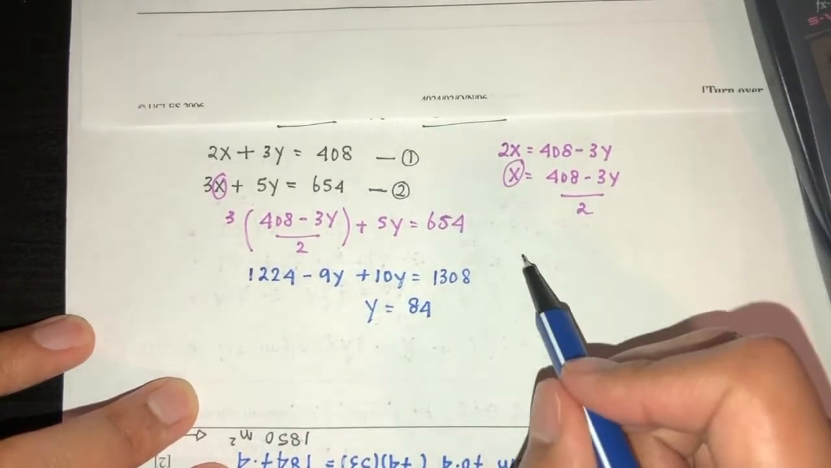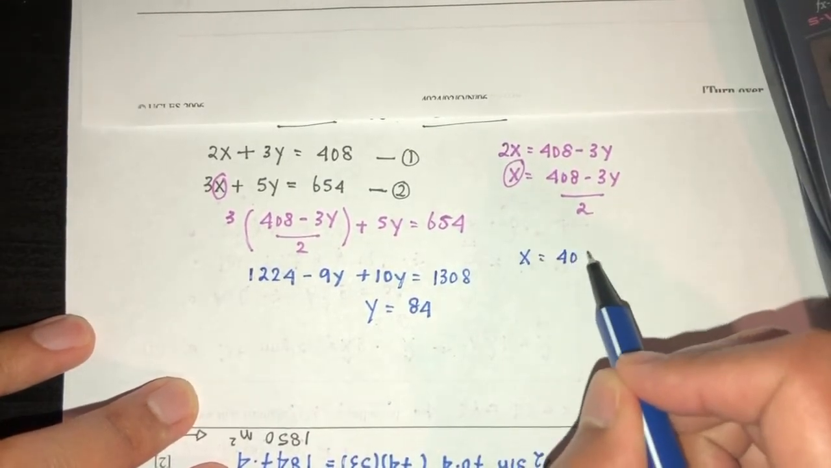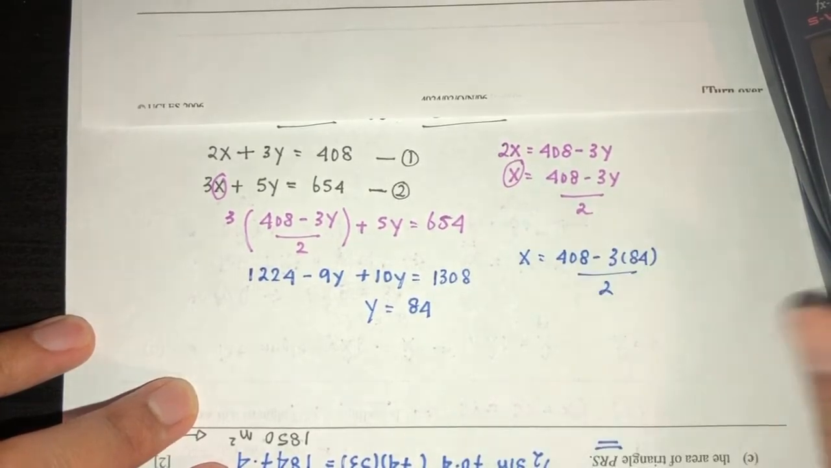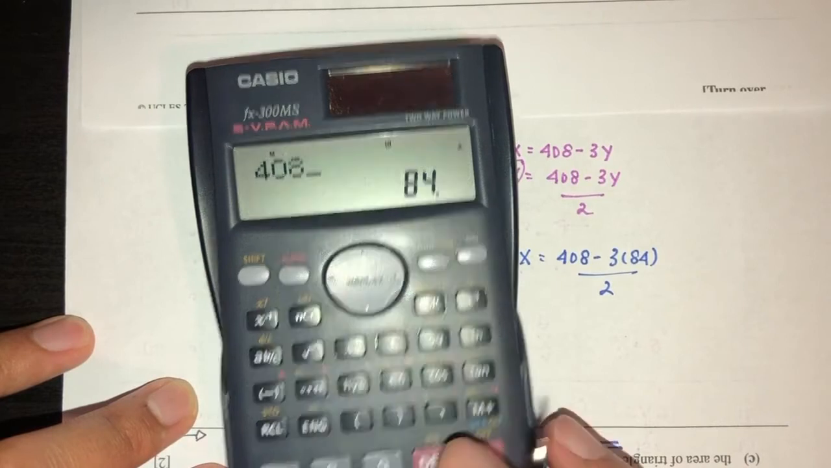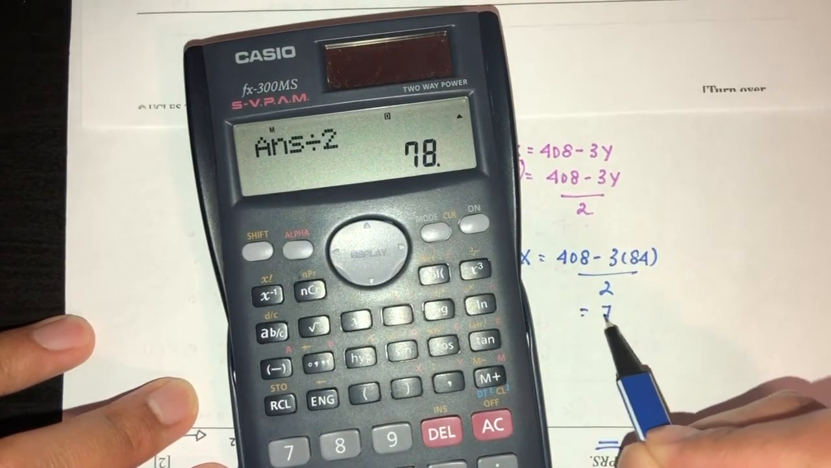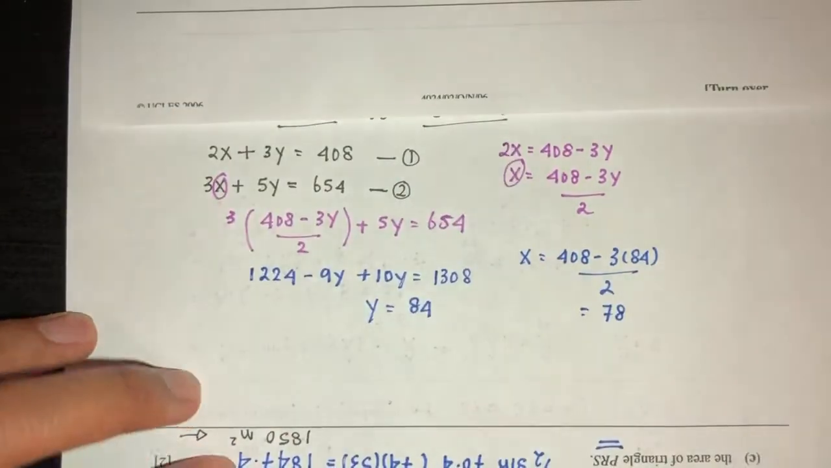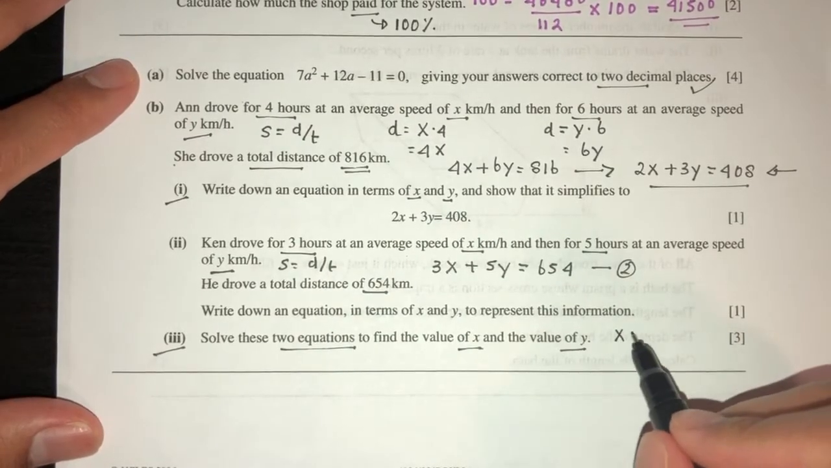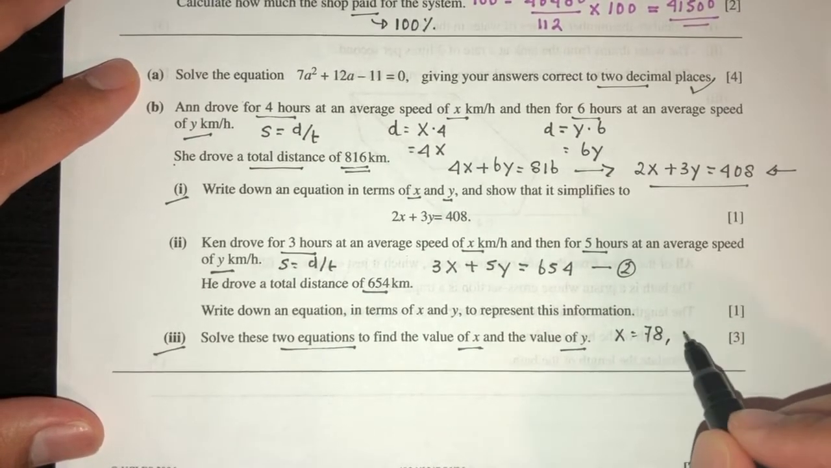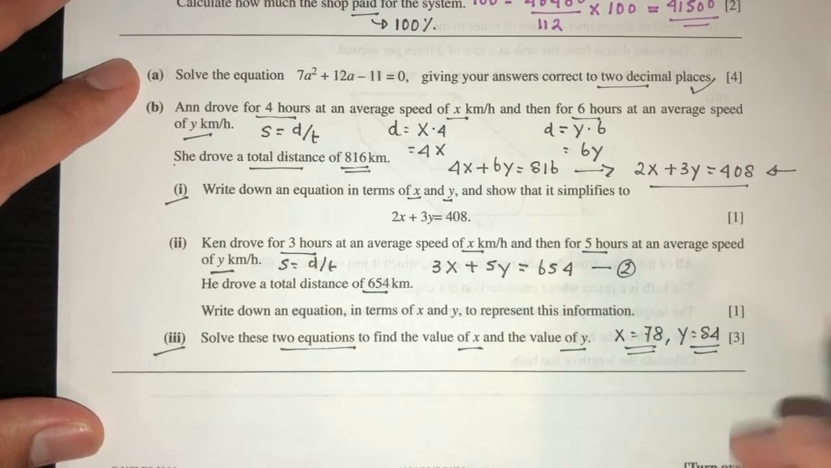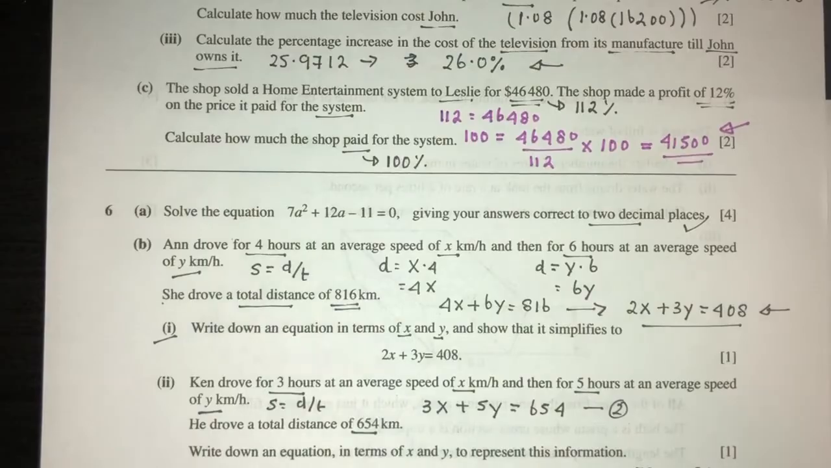Now what is the value for x? X will be 408 minus 3 times y divided by 2. That will be 78. So the value of x is 78 and the value of y is 84. So x is 78, y is 84. So B, the two values. And this is your question number 6.